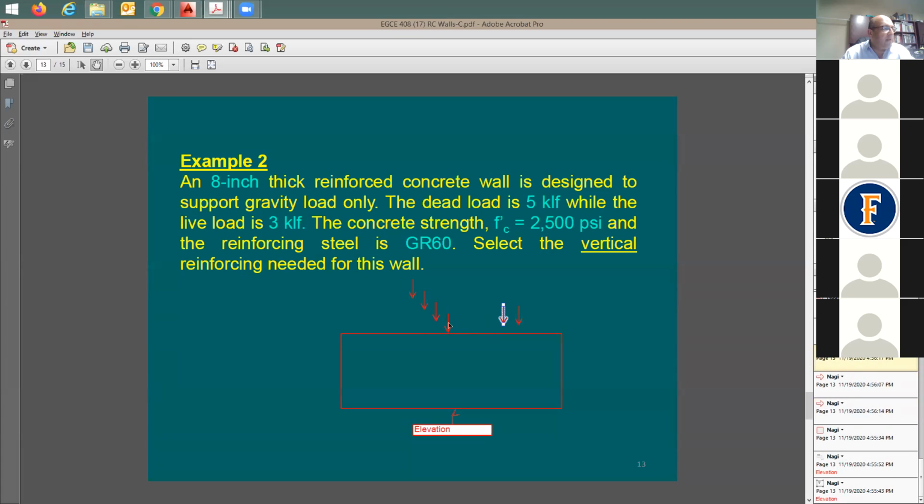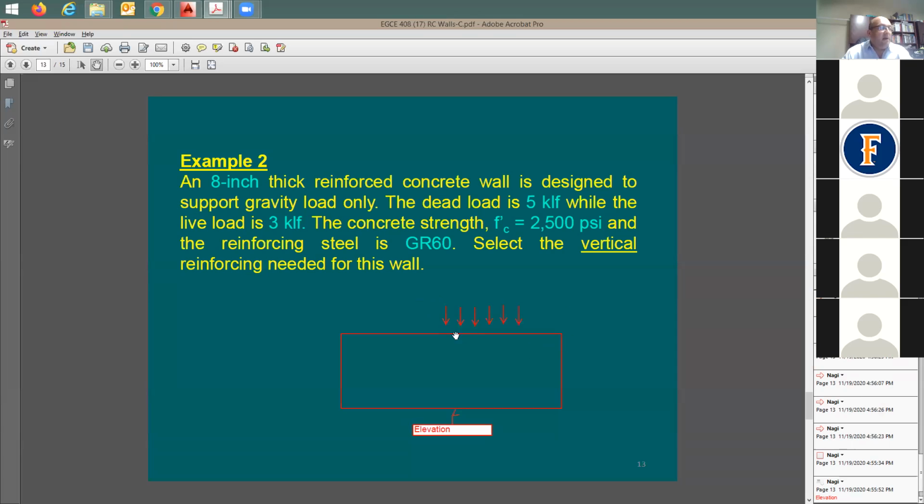You're going to have a uniform load acting like this on the wall. Are you guys following me? Yes? Great. How much is this uniform load, as a vertical axial load? 5 kip per linear foot as a dead load. So for each foot, if this length of this strip is going to be a foot, I have 5 kips here as a dead load, and live load is going to be 3 kip per linear foot.